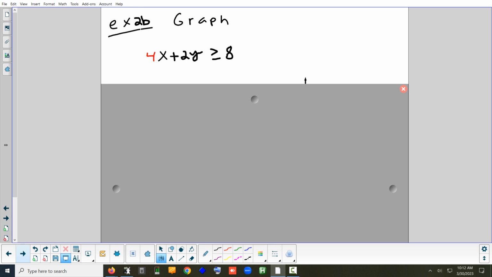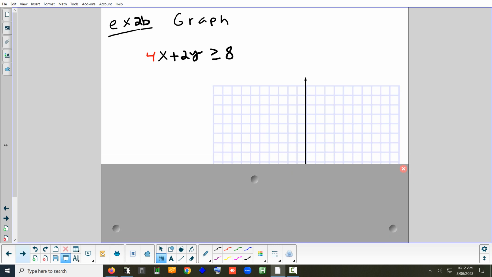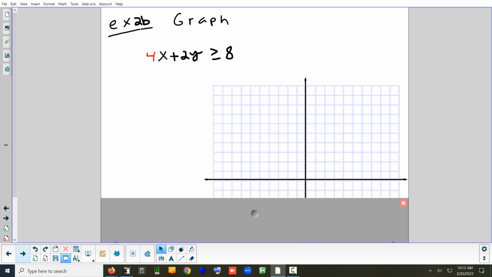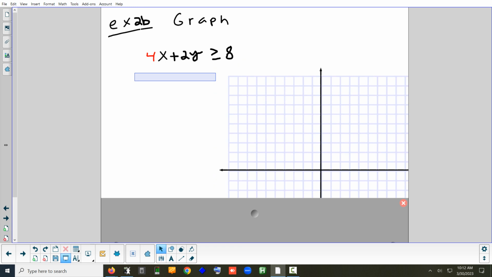Okay. We're not ready to graph that yet. We don't know the slope or the y-intercept. We don't know that because what letter is not by itself? Yeah. Y. We don't have y by itself. That's the first thing we have to do before we even look at the graph. Okay, so let's put that over there. And let's move this over here.